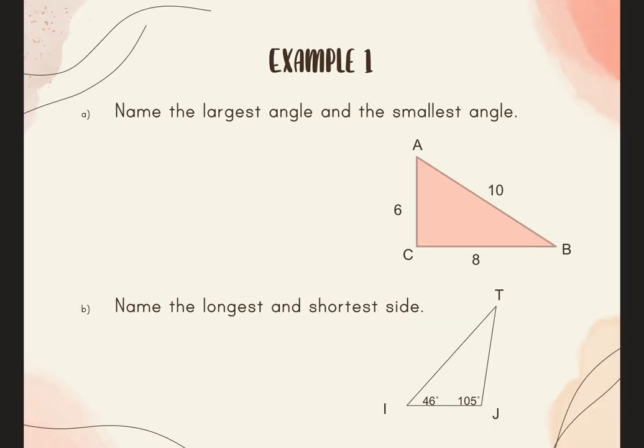Example 1, name the largest angle and the smallest angle. So largest is going to be opposite the longest side. Largest is angle C. Smallest is opposite the smallest side, angle B.